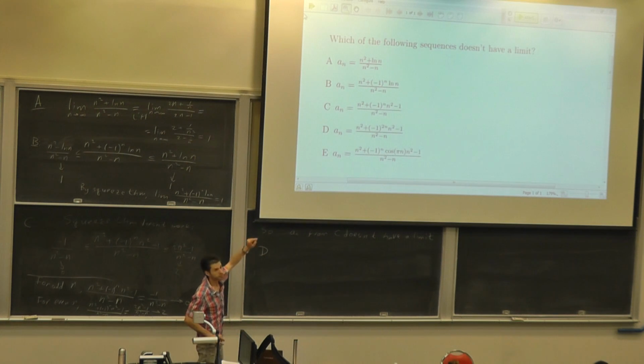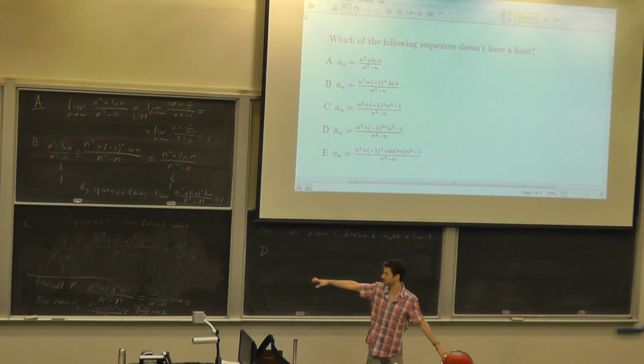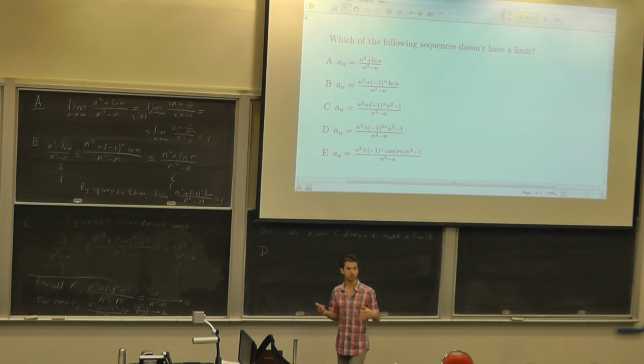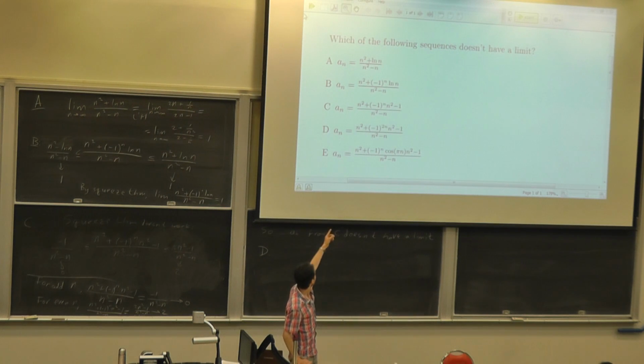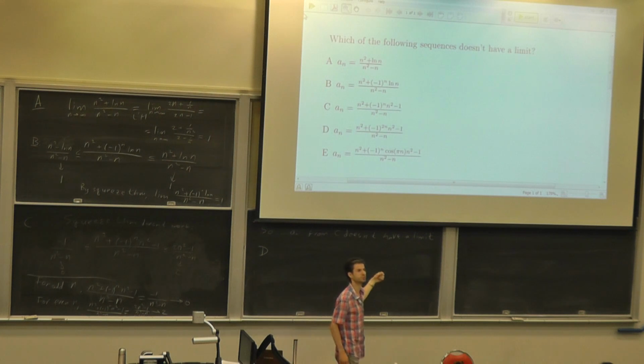Let's discuss D. We already experienced sequences with this term, minus 1 to some power. Let's try to imagine how it works. In this case, it's minus 1 to the power 2n, and 2n is always an even number. So it's minus 1 multiplied by itself an even number of times.